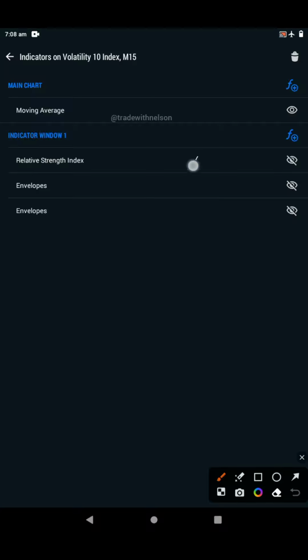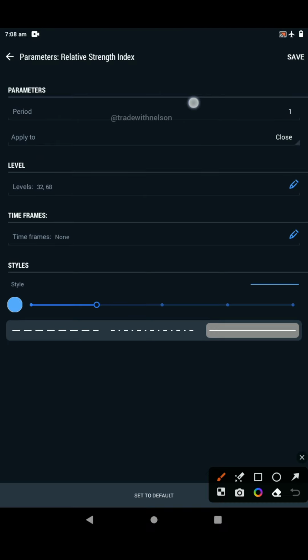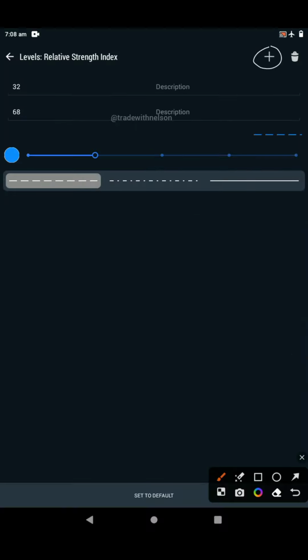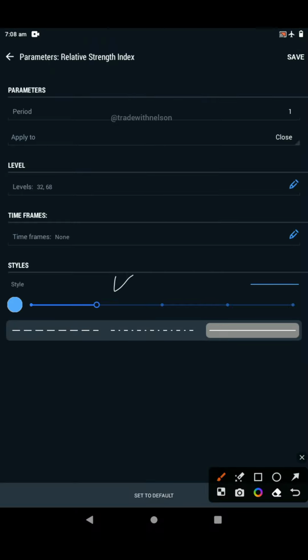The second indicator is the relative strength index. Click on the F icon on the main chart again and search for relative strength index. Make your period to be 1, apply to close. For the levels, click on this pen icon, add level, type 32 and 68. For the styles, make it color of your choice, pixel of your choice. And for the styles over here, make it color of your choice, pixel of your choice. After that, you click on save.